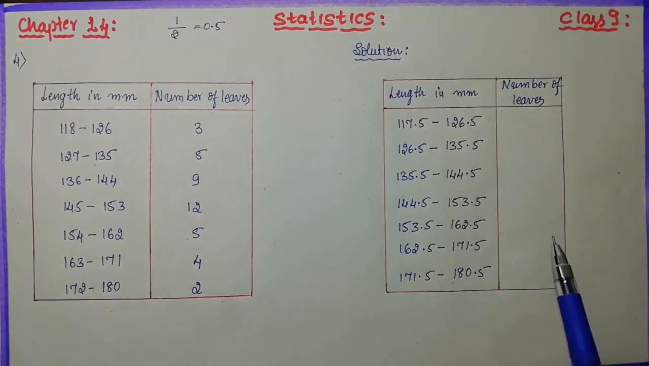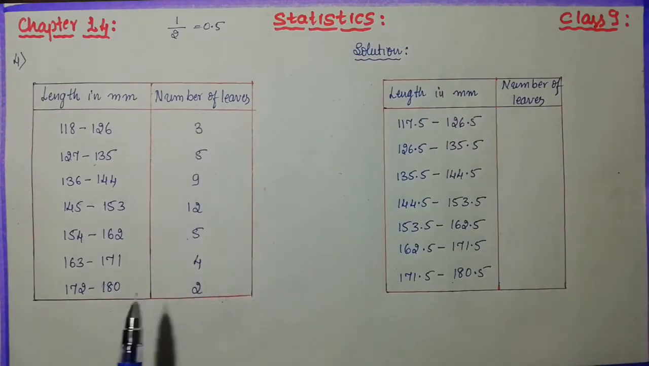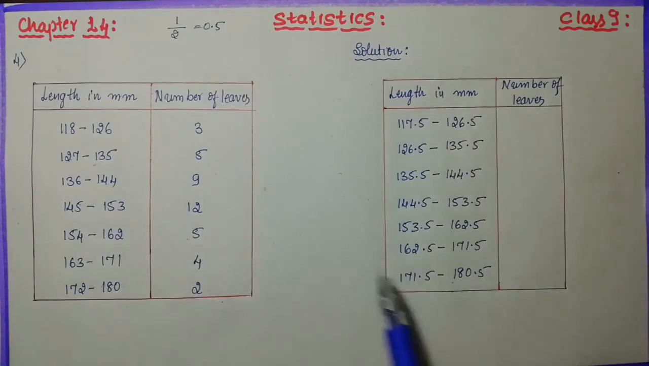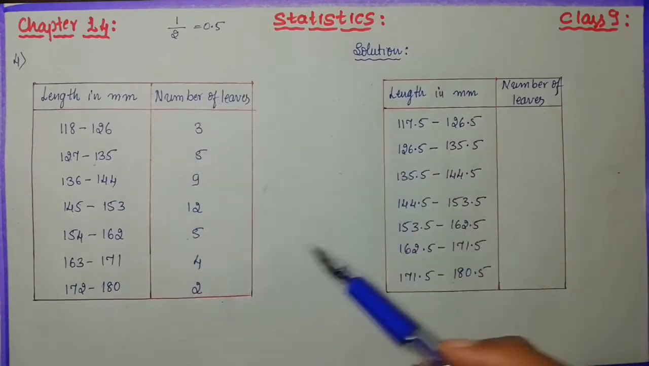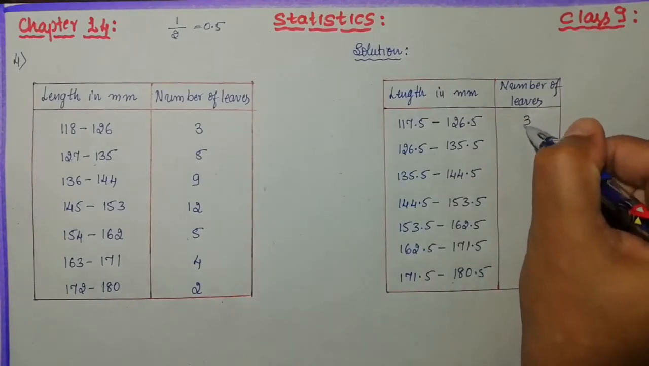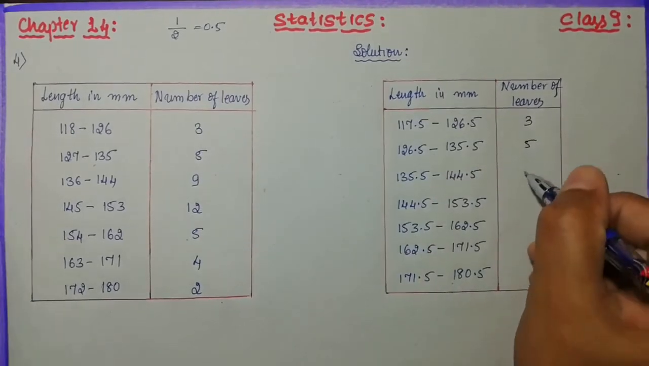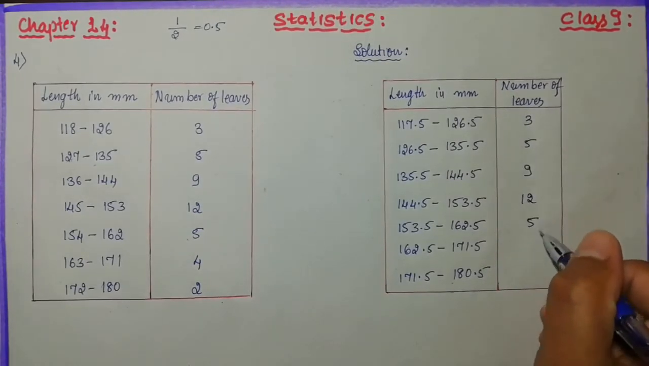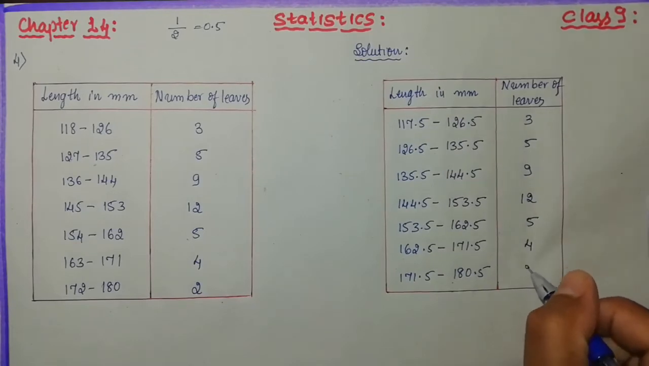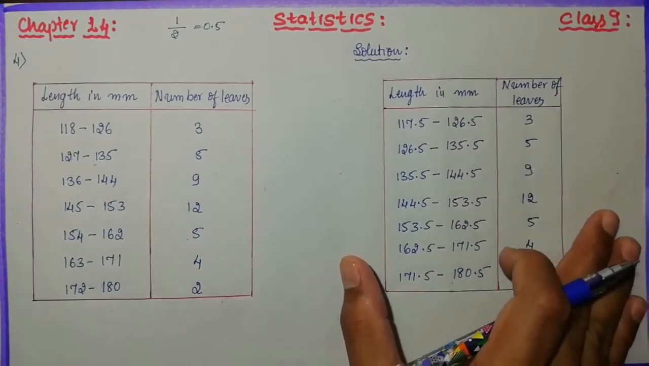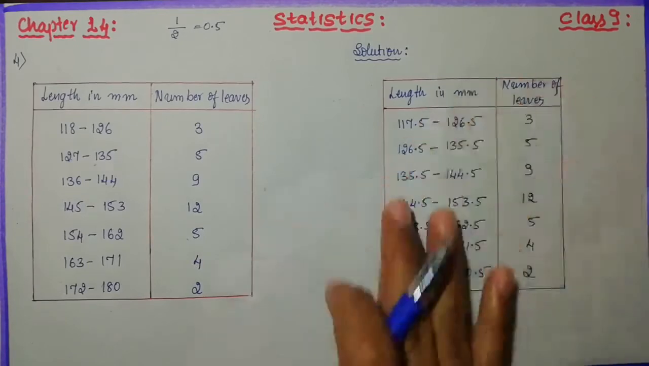And what about the frequency? In the second column there will be no change, you need to write it as it is. Remember, there will be no change in the frequency column. Here it is: 3, 5, 9, 12, 5, 4, and 2. Now it is converted into a continuous frequency distribution.